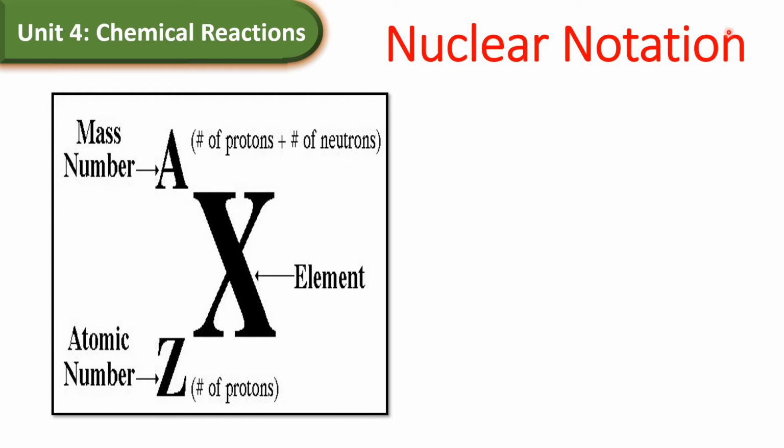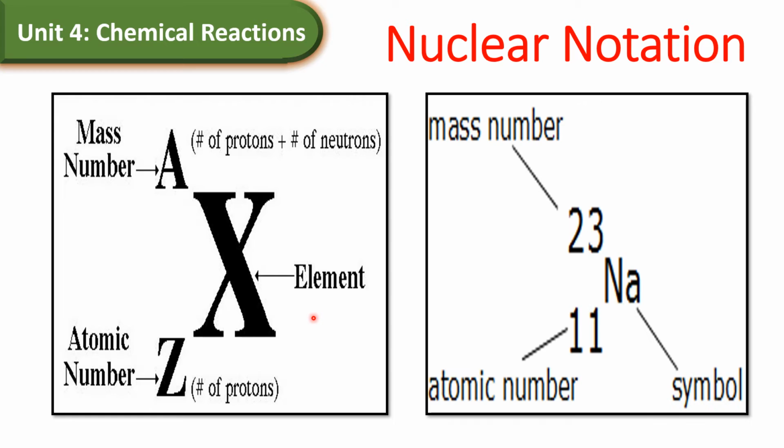In your Chemical Reactions Part 1, you've learned about nuclear notation, which is like a summary of your element. For example, you can see there a mass number and the atomic number of your element. Your mass number will tell you the number of protons and neutrons of an element, and your atomic number will tell you the number of protons and electrons of an element.